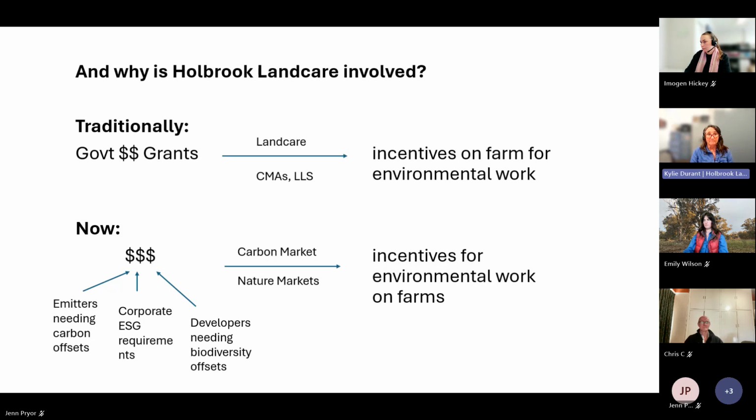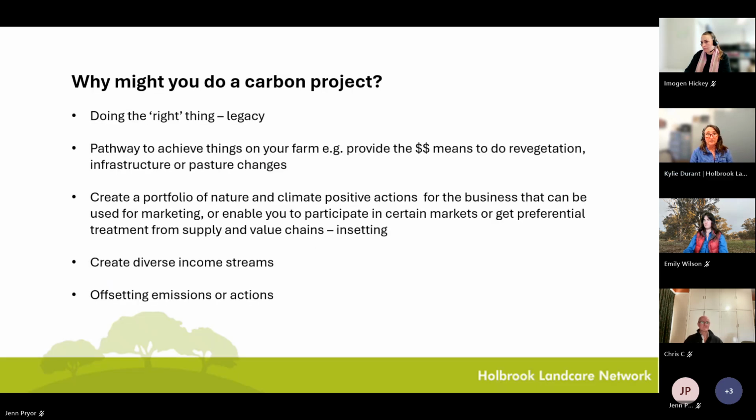Okay, next one. So the big question, why might you decide to do a carbon project? I thought I'd bring forward the most common reasons. And look, in these early stages of uptake, for the early adopters, it's a lot about doing the right thing. So it's having some sort of ethical connection to saying, I want to do the right thing. It's part of my legacy. I think it's a good thing to do, and so that drives some people.